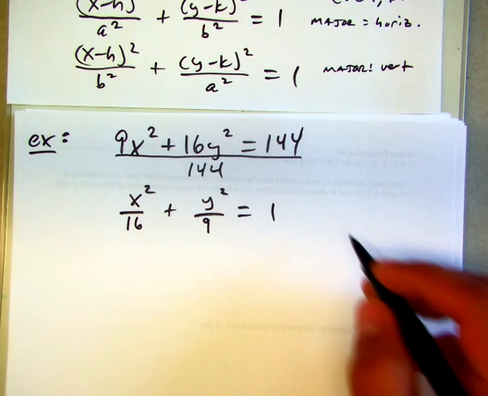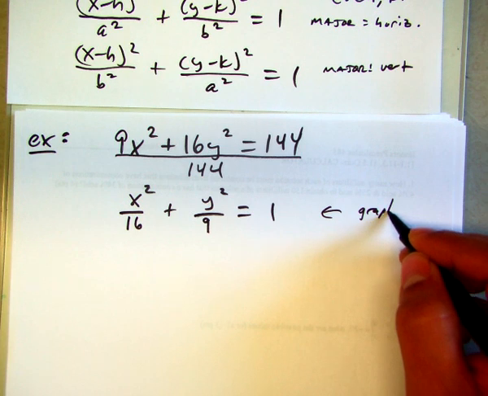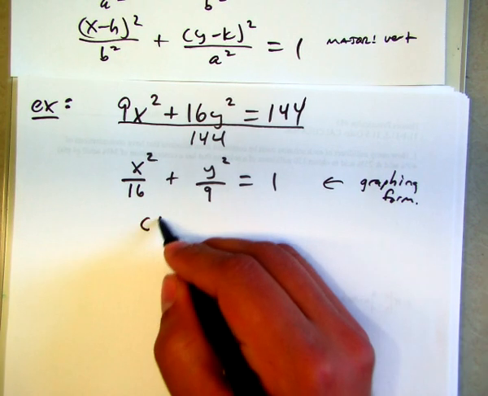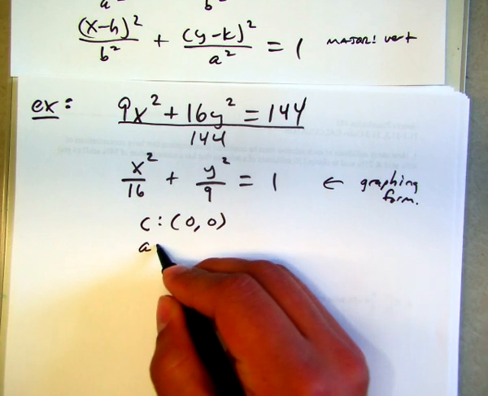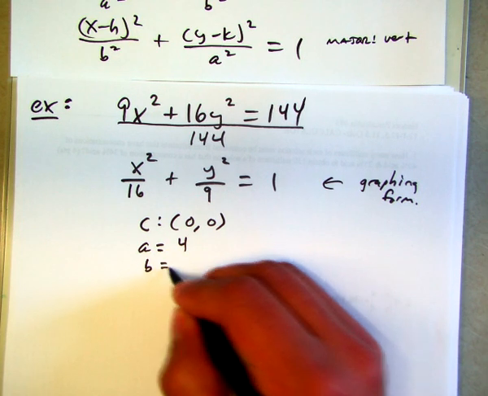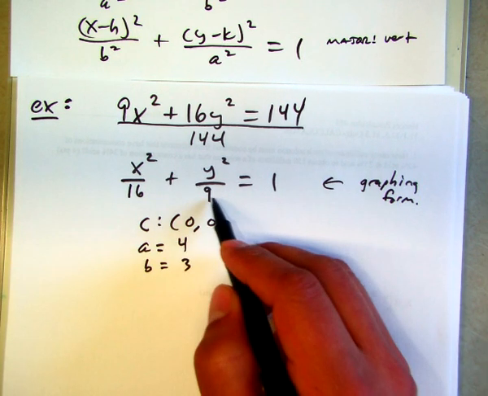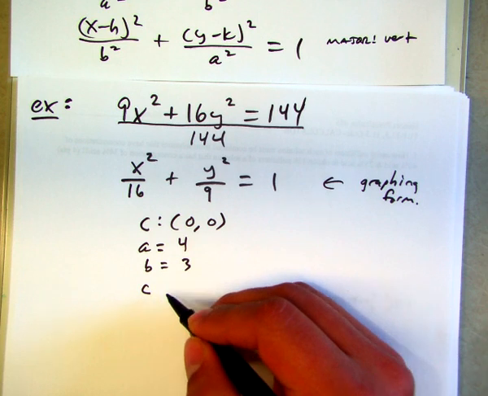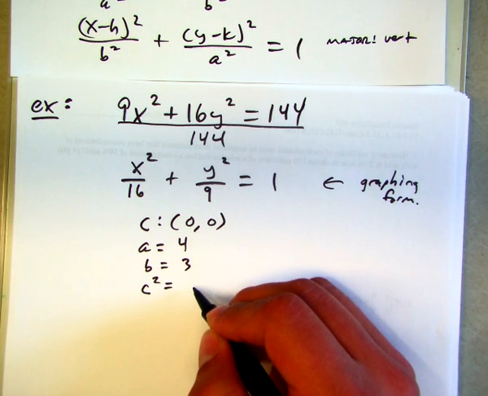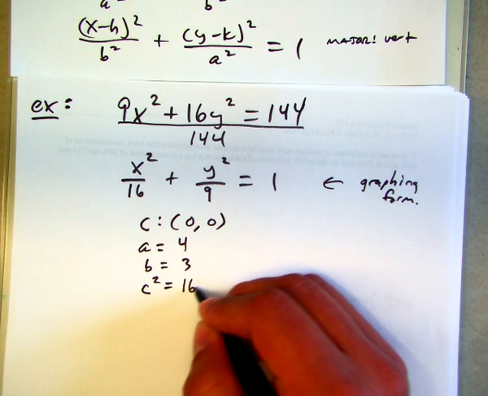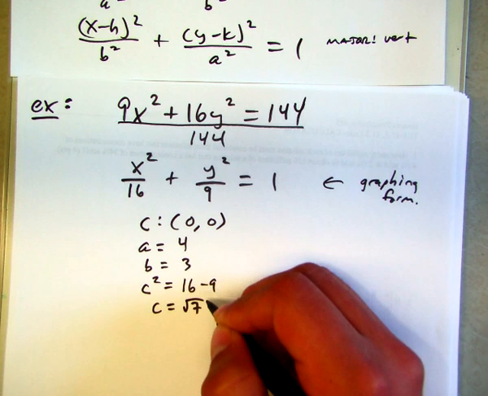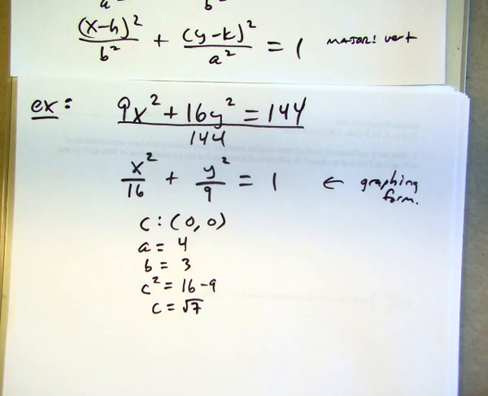So now we have it in graphing form. So this is pretty easy to graph. Where's the center? 0, 0. What's a? 4. Good. What's b? 3. These are always squared, right? Could I find c? Yes. c² is equal to a² minus b². So that's 16 minus 9. So c is going to be the square root of 7, right? Everybody with me so far?